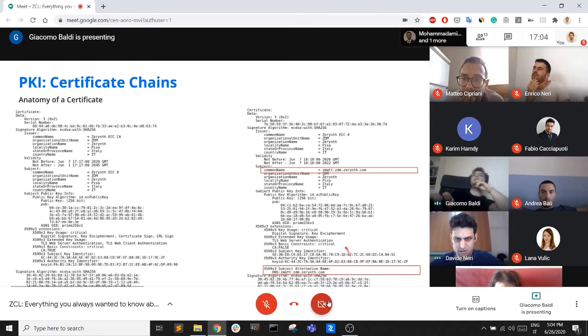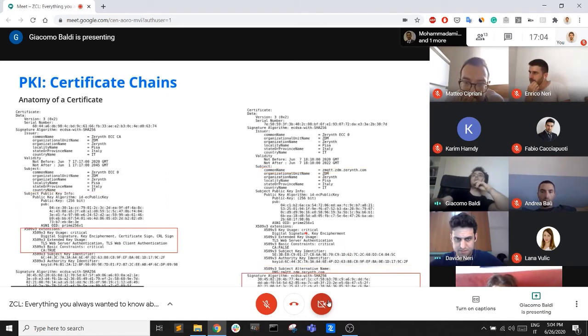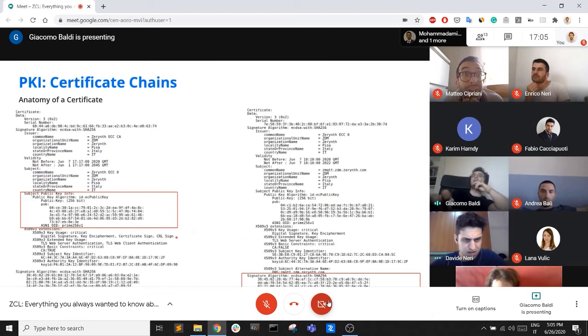If you go to see the extensions of the server, you see that the certificate sign and the CRL sign are no more there. This certificate cannot create other certificates because there are constraints on its key: it cannot be used for certificate sign, only for digital signatures and key encipherment. Indeed, this certificate is not a certification authority, CA false. Also, extended key usage: TLS web server authentication.